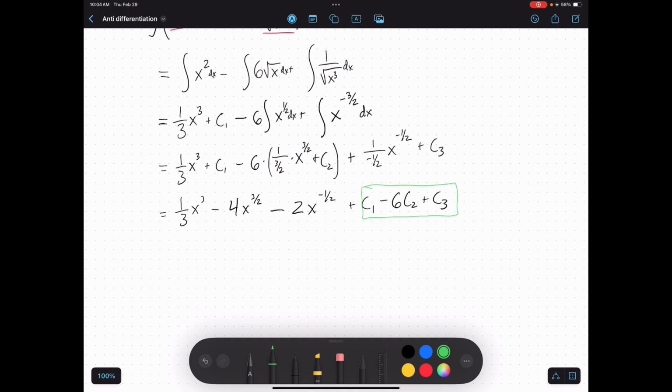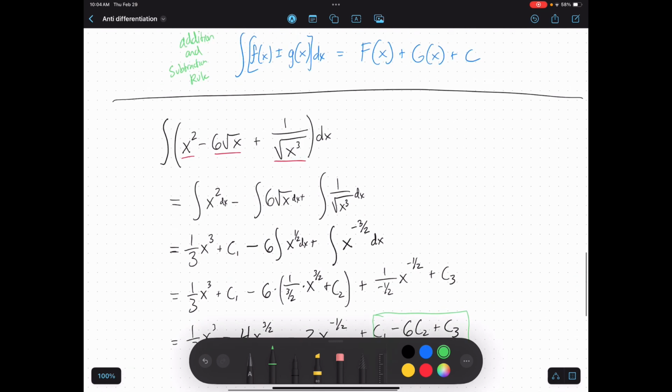Well, all this is just another constant. All you're going to get out, since I don't know what C1 is, or honestly, it doesn't matter what C1 is, and it doesn't matter what C2 is, and it doesn't matter what C3 is, it doesn't matter what I put there. I can just sum all this up as just one constant.